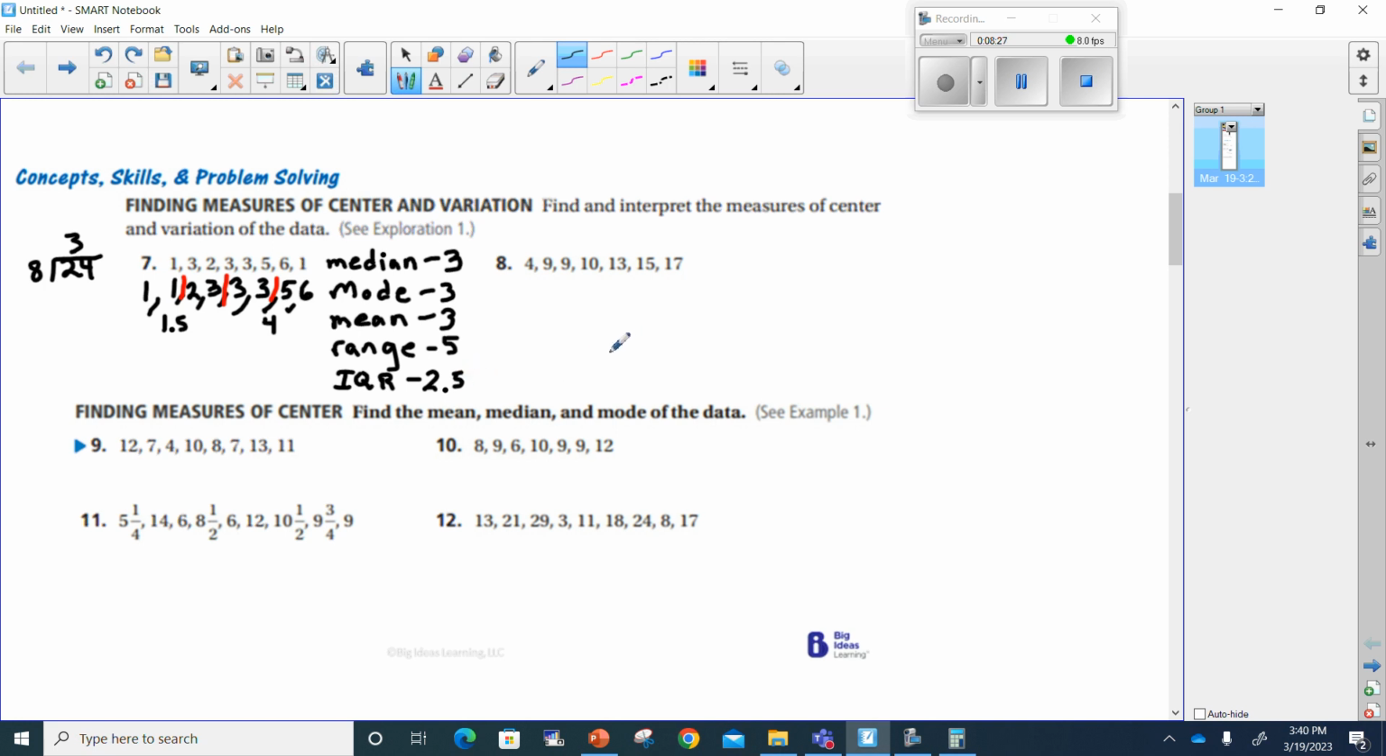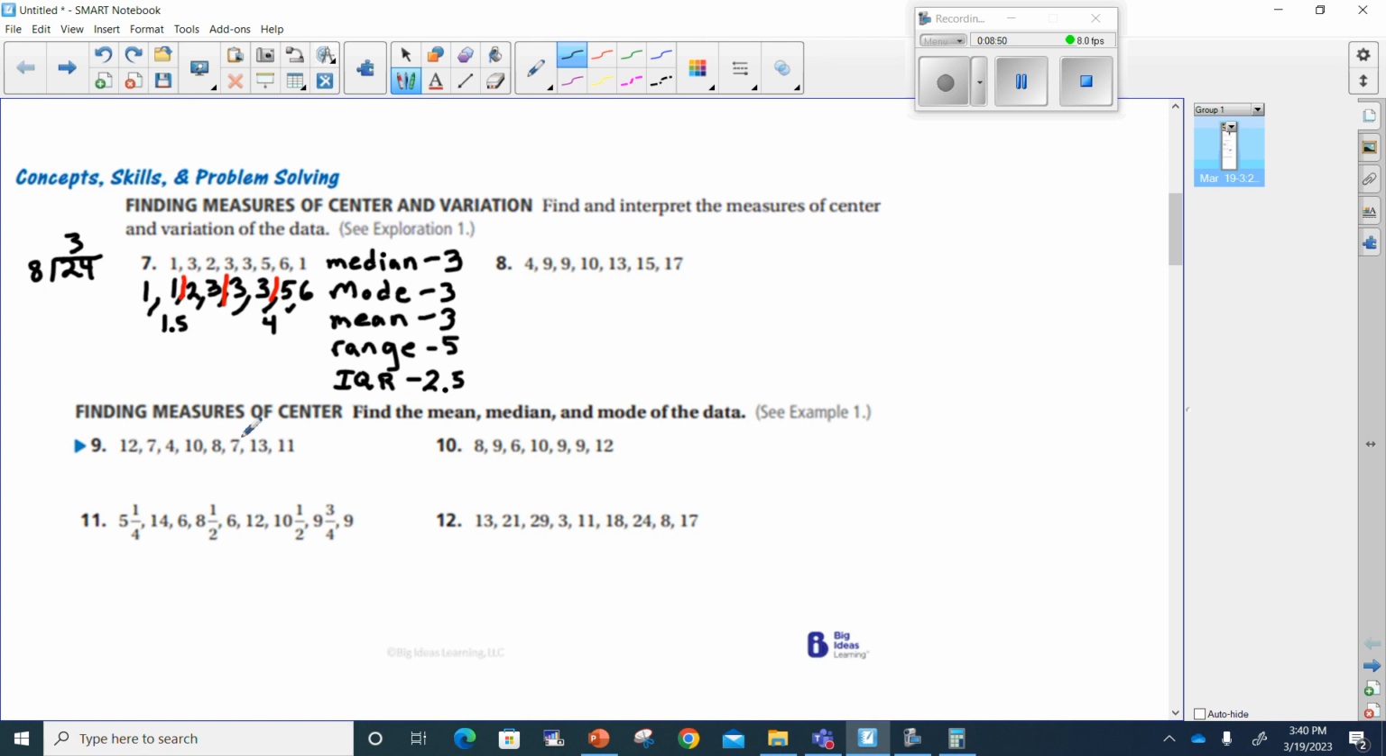All right, let's go on to number 9 now. It says find the mean, median, and mode of the data. Okay. Once again, I'll go with the median first. We've got 1, 2, 3, 4, 5, 6, 7, 8 numbers again. Once again, I'm going to have to put these in order. I think I'm going to do this over here to give me some room.